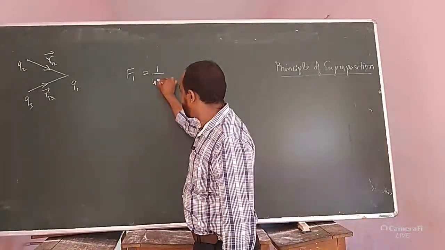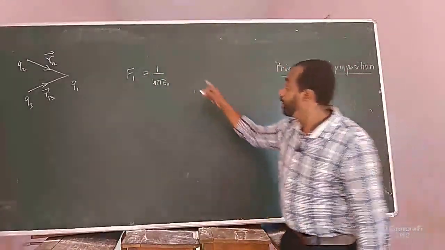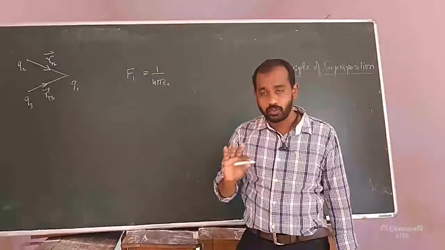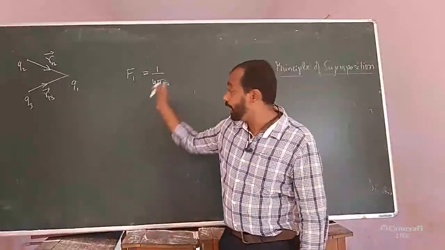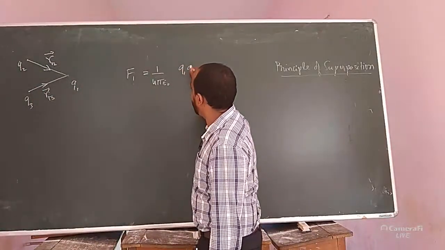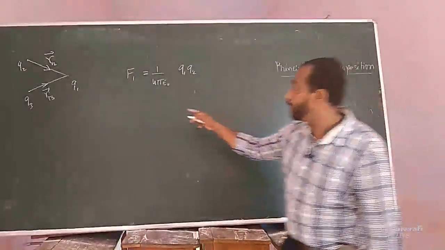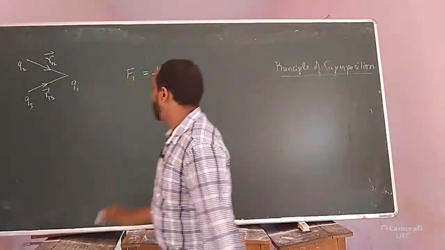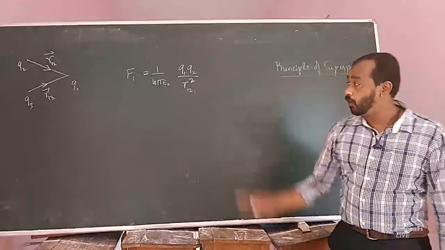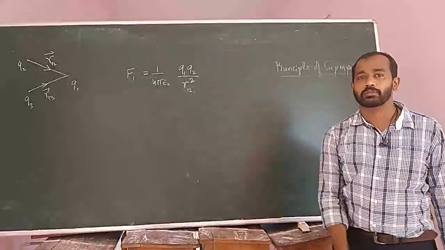equal to a proportionality constant, considering the charges are placed in free space, then the product of the magnitude of the two charges, not considering the polarities. We should not consider the polarities while considering the magnitudes. So the product of these two, which will be equal to Q1 into Q2 divided by the square of the distance of separation between the two charges, which is represented as R12 square. So this is the magnitude of the force F1 on Q1 due to the Q2.